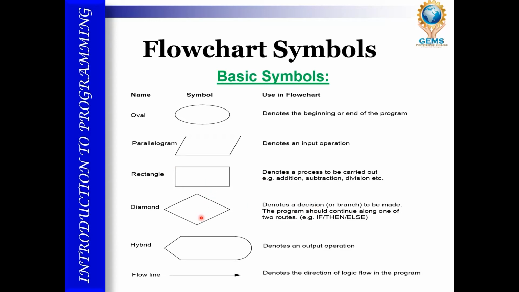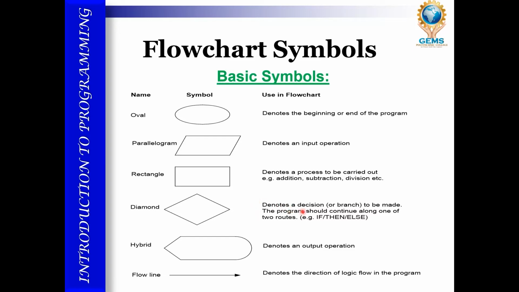Then the diamond symbol is there. The diamond symbol is used for the condition. For example, I have given: if grade is less than 50, then print fail. So that is the condition. For showing this condition, we have to use this symbol. So the diamond symbol is used for condition purposes.